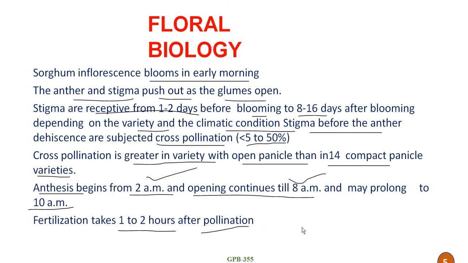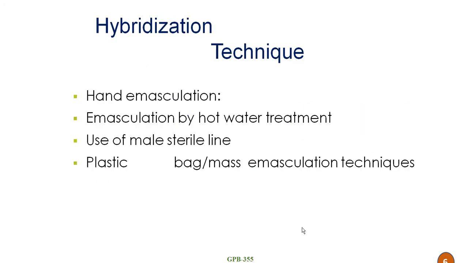So this is all the floral biology of the sorghum. We have to take care for the efficient hybridization. Then what is the hybridization technique? In case of hybridization technique, first is the emasculation.